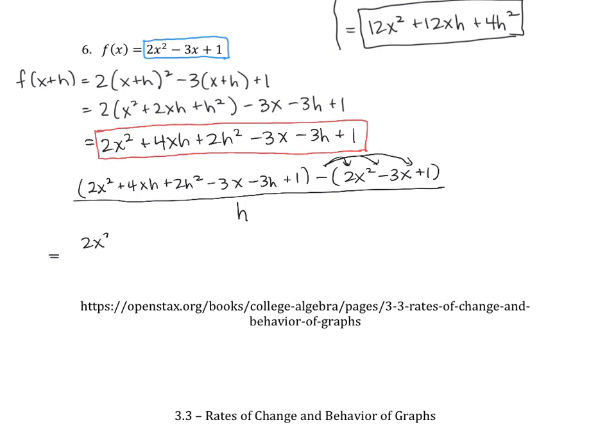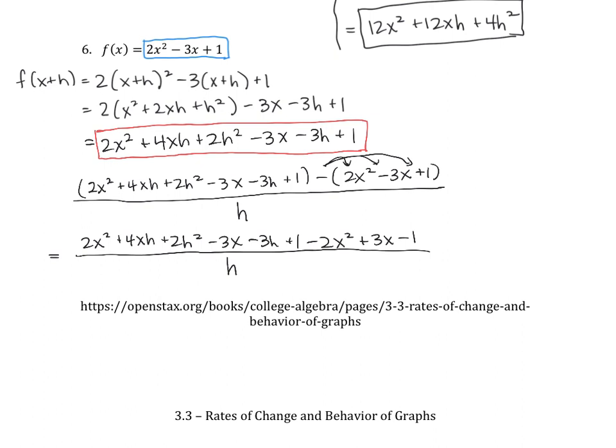So we have 2x squared plus 4xh plus 2h squared minus 3x minus 3h plus 1, and then minus 2x squared plus 3x minus 1 all over h. So now I'm going to be looking for stuff to cancel. So I have 2x squared and negative 2x squared. I have negative 3x and positive 3x. And I have 1 and negative 1. Notice that each time everything that does not have an h has an opposite and is canceling out.